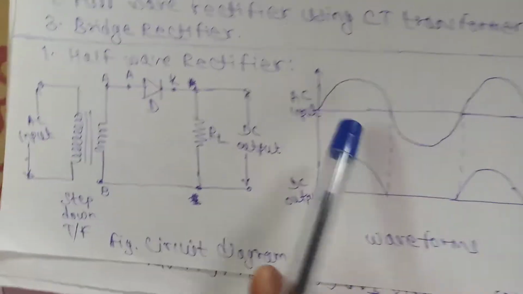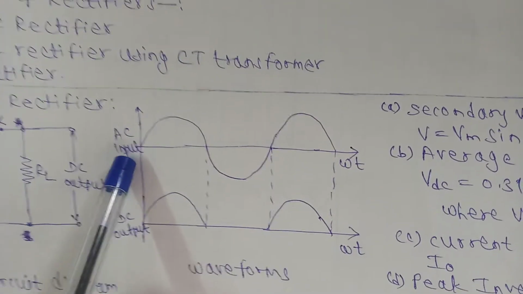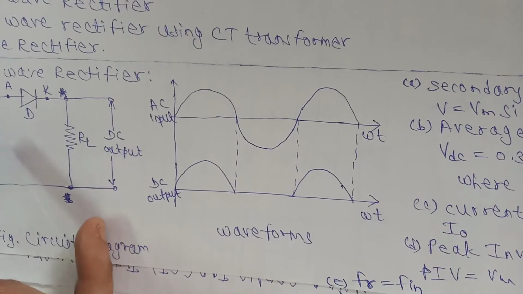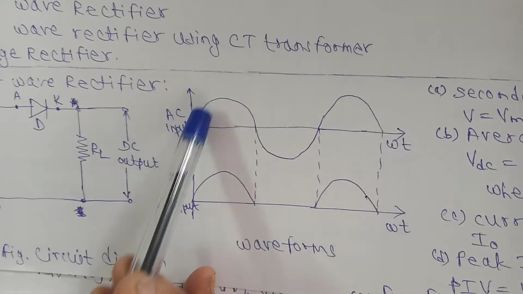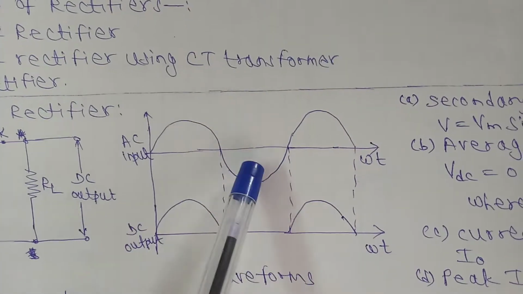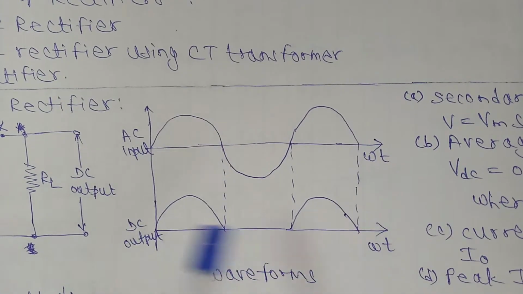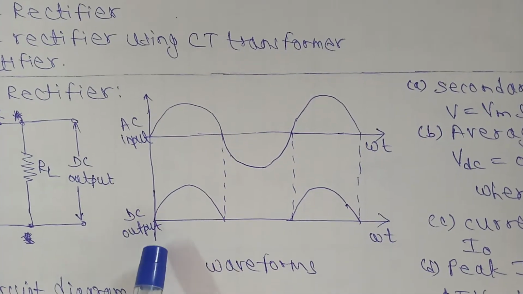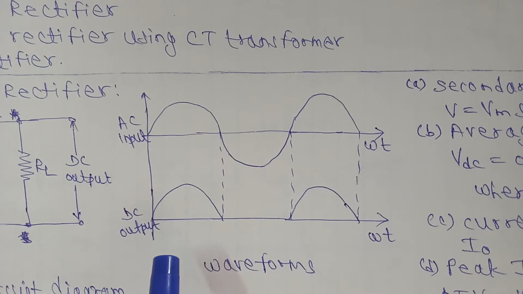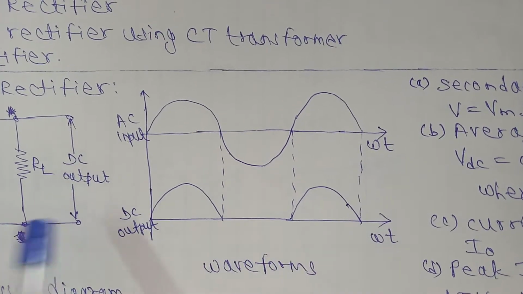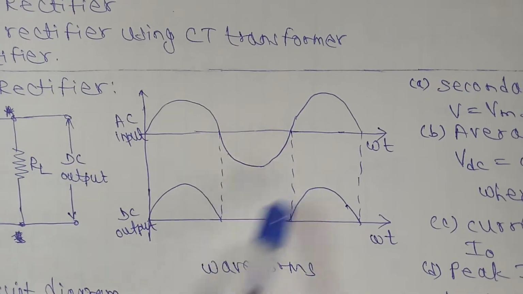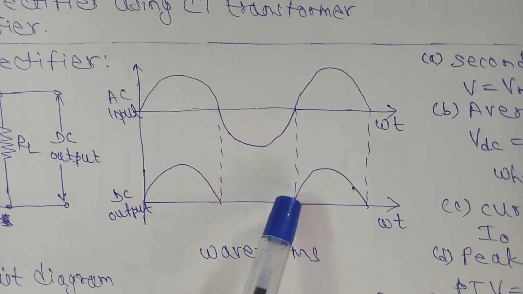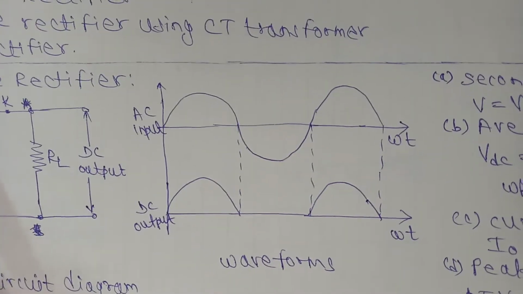See here the waveform is shown. AC input, that means here we are considering the secondary voltage, which is the bidirectional AC, positive half cycle and negative half cycle is shown here. To that we are getting the DC output voltage like this. Students, you can study how this circuit works by using this particular waveform. Initially consider the positive half cycle.